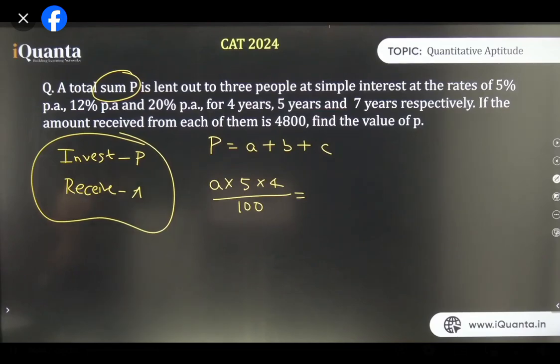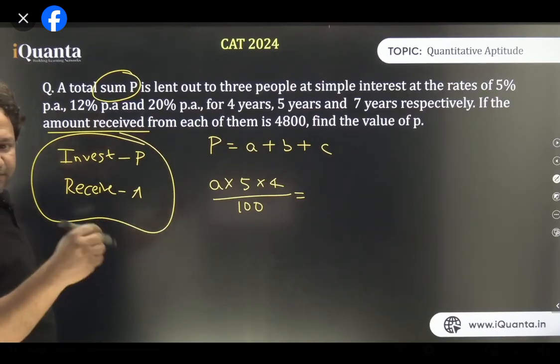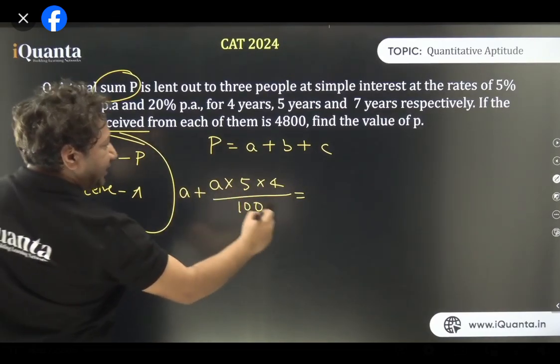Oh, someone got 35428.7. Aryan got this. Okay, here we say amount received. What is amount? Principal plus interest. So from the first person we got this much interest. The principal was this. The sum of P and I was equal to 4800.